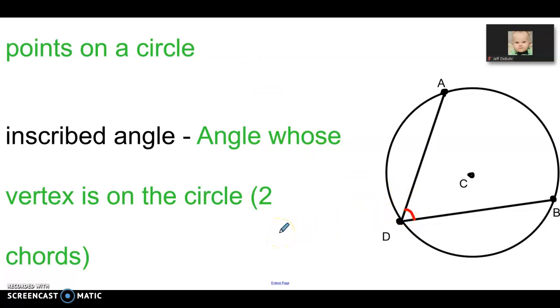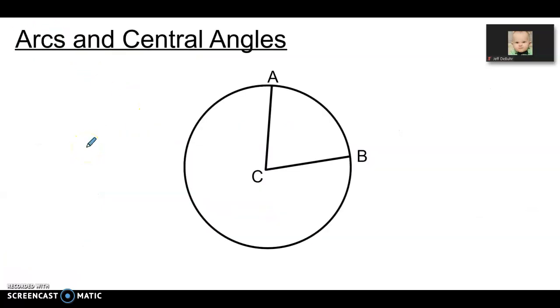All right, that's our vocabulary. Now let's get on to what we're actually going to do today. So throughout this chapter, we're going to measure arcs in 2 different ways. For today, we're going to measure arcs in degrees.